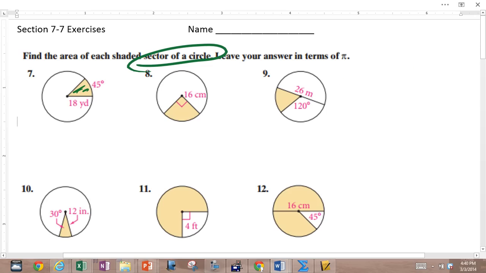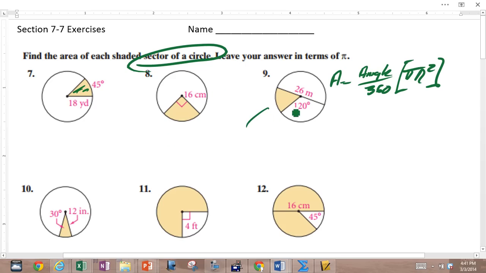And what is the area formula for the sector? It's a fractional part of the total area. So it's the central angle divided by 360, that's the fractional part, times pi r squared. Okay? So if you look at this guy, any one of them, let's look at number 9 here.